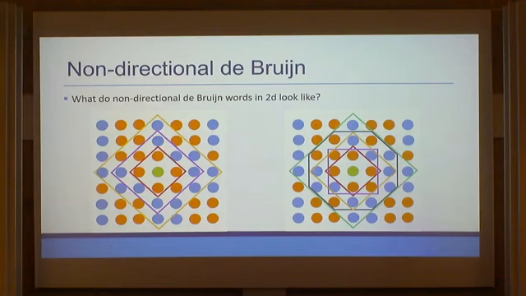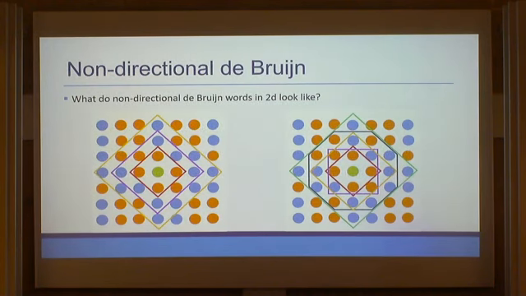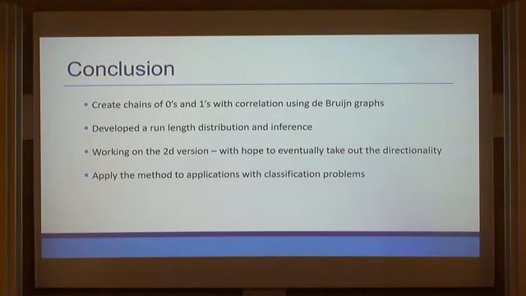And yeah, that can create some quite different shapes in what these words would actually look like. Okay, so in conclusion, just showing you how we created these chains of zeros and ones that have this correlation using de Bruijn graphs, and looked at things such as run length. Using that, we can also find expected run length variance generating functions.